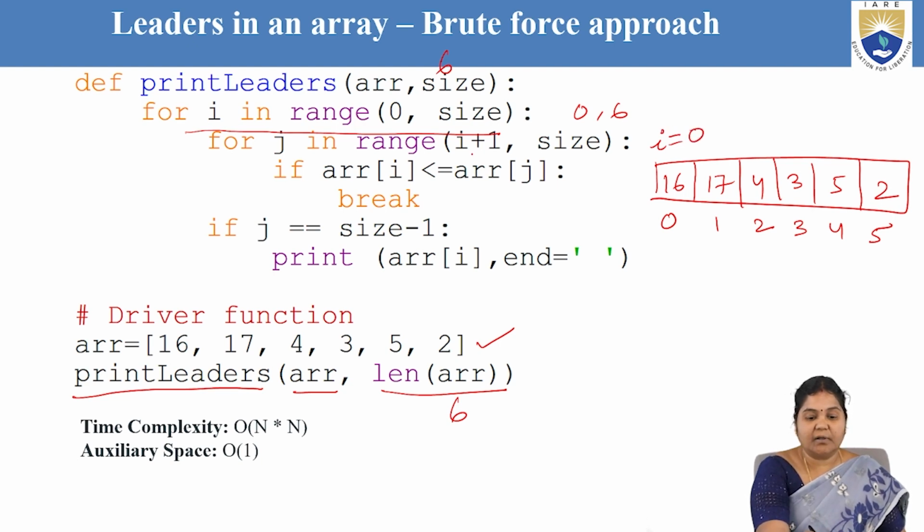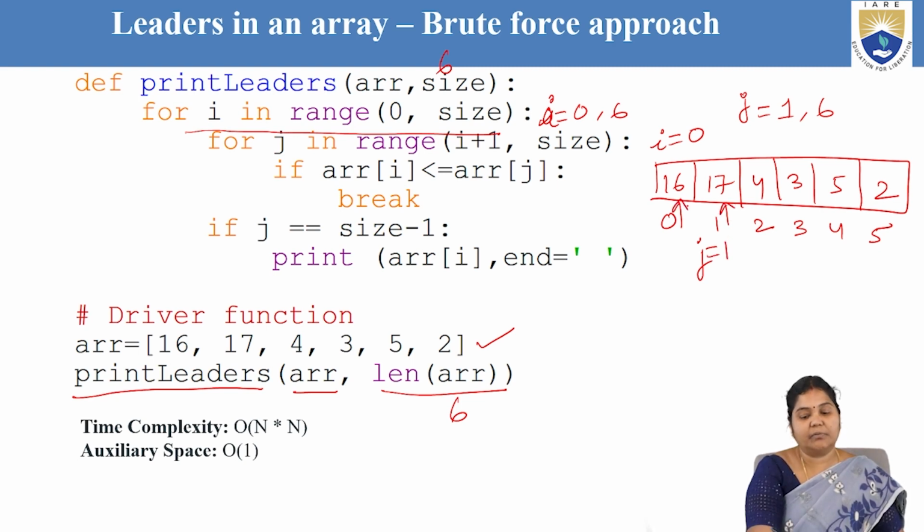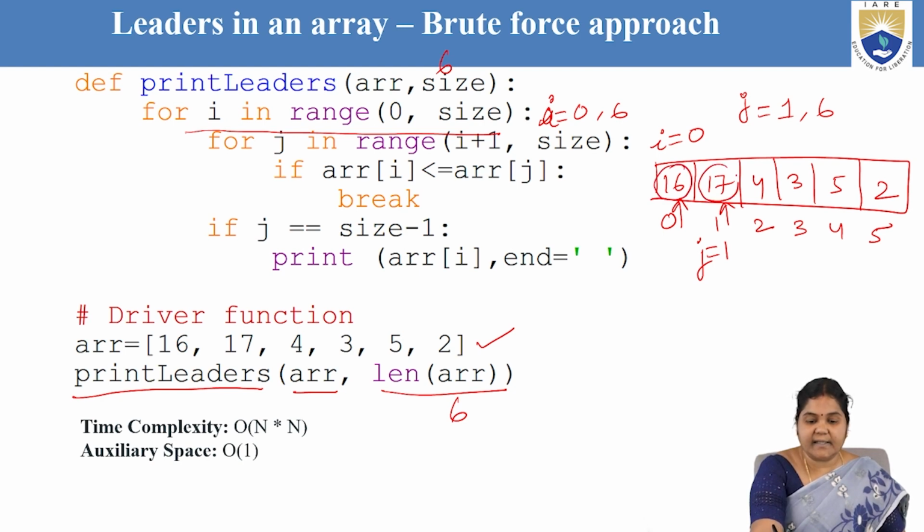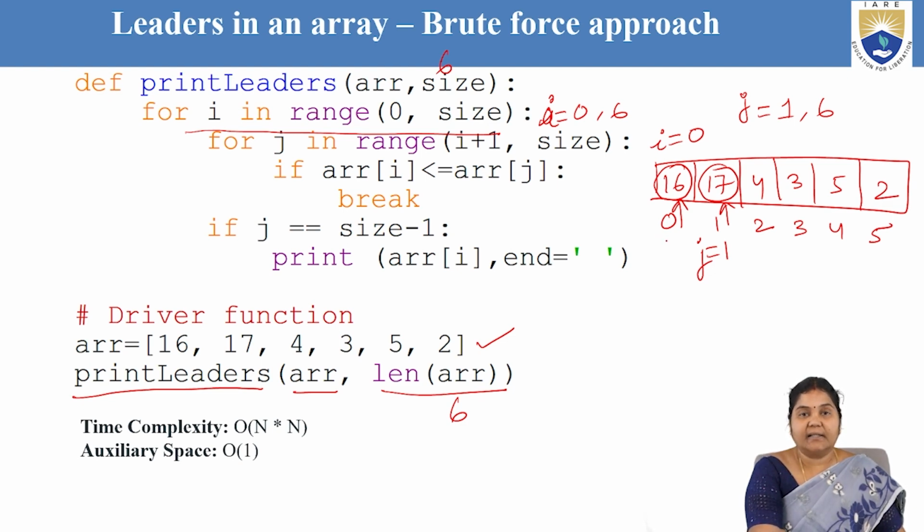So for j in the range of i plus 1 to size: i is running from 0 to 6 and j is running from 1 to 6. So here j is equal to 1, and i is equal to 0. So i is 16 and j is 17. Now we are comparing: if array of i is less than or equal to array of j, that means 16 is less than or equal to 17. Yes, 16 is less than 17. Then break, that means that element cannot be a leader.